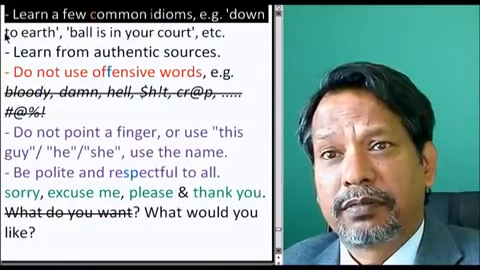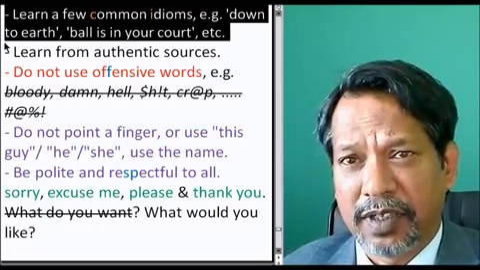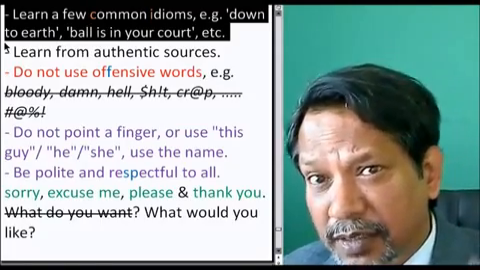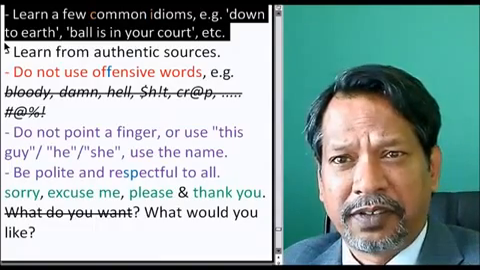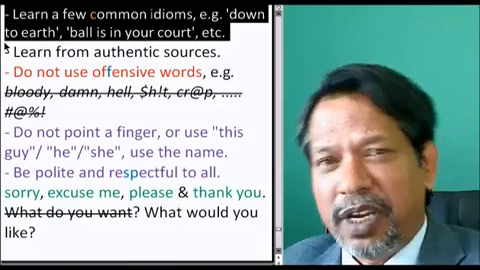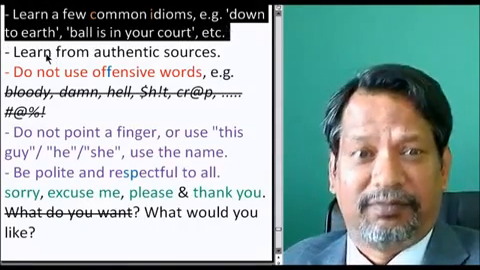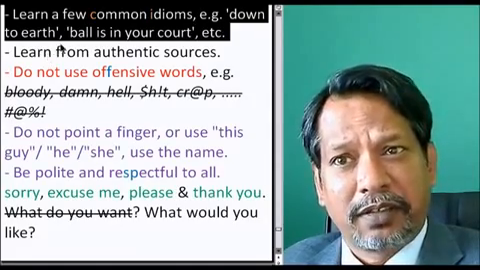Learn a few common idioms. There are books online, you can find some common idioms too. Write down the most important ones. There's a list somewhere. Most commonly used idioms. Idioms are short phrases that have a slightly different meaning. Idiomatic use. Down to earth. It's very common. He's down to earth. That means he's a very practical man.